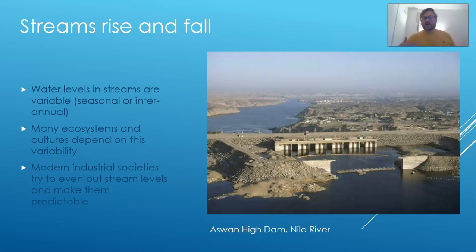And the idea was the dam would hold back the floodwaters during the flood season and then let them out during the dry season, and thereby even out the water level downstream of the dam. So the river would be at the same level year round.